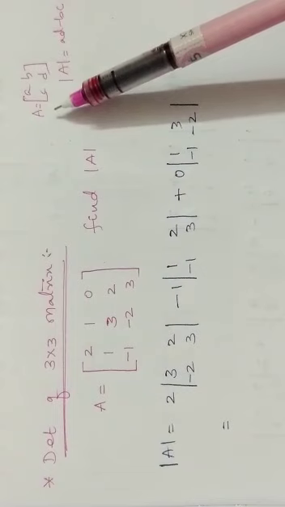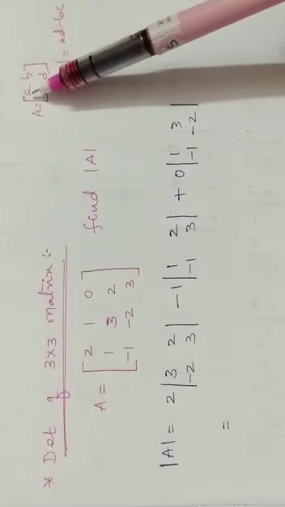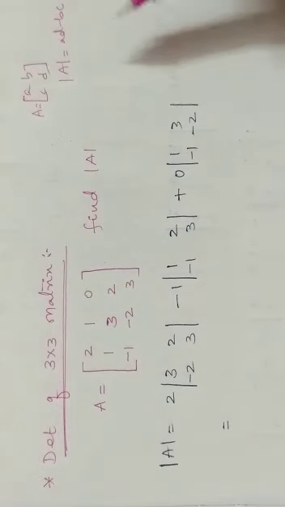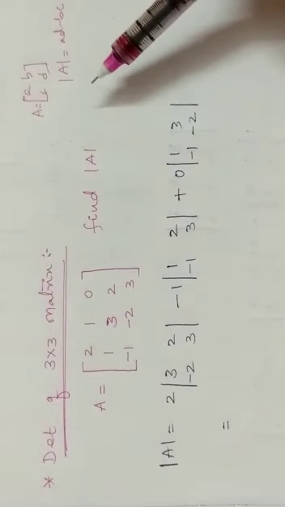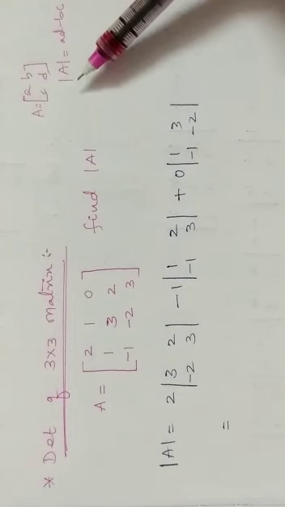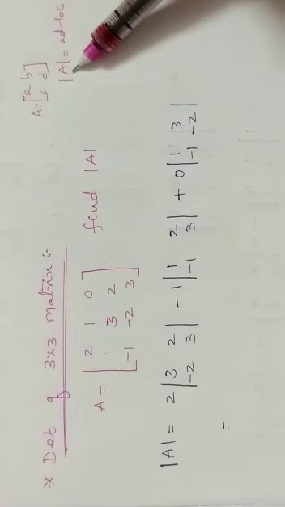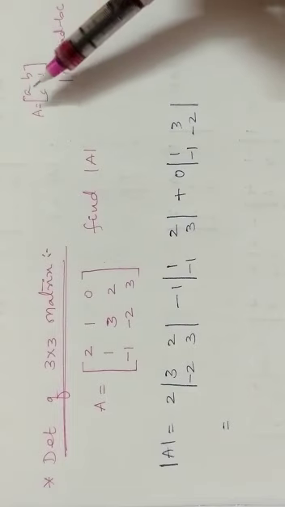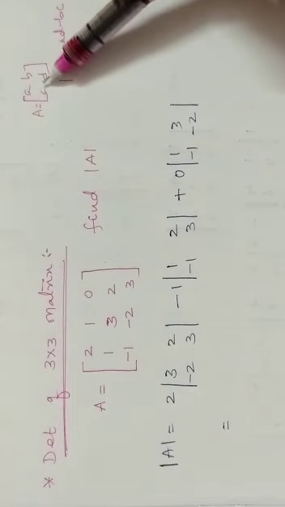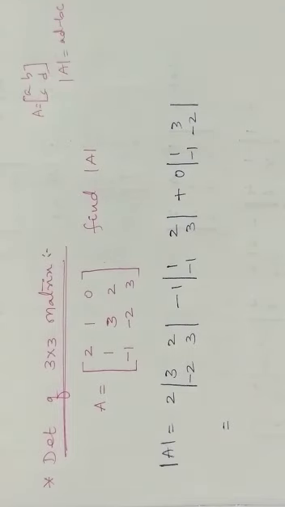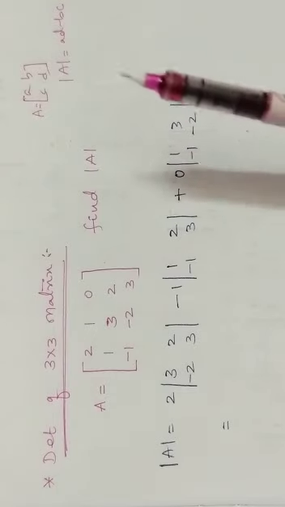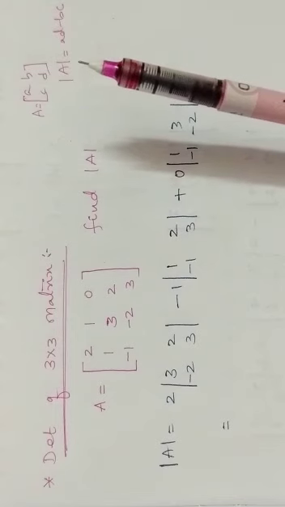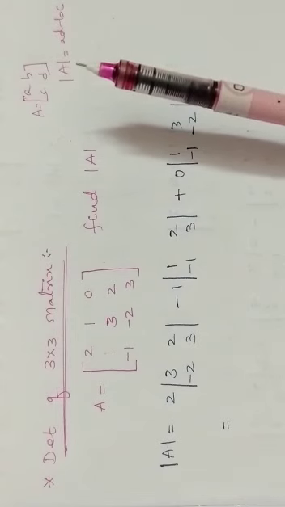See here, there is a matrix A, B, C, D, a 2 by 2 matrix. Determinant is denoted as det A equal to AD minus BC. This is the formula to find the determinant of a 2 by 2 matrix.